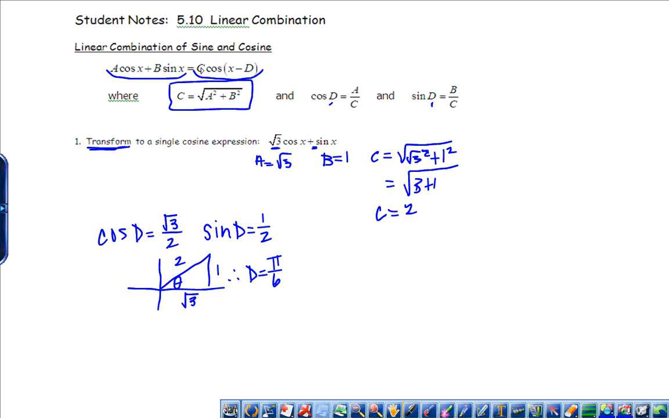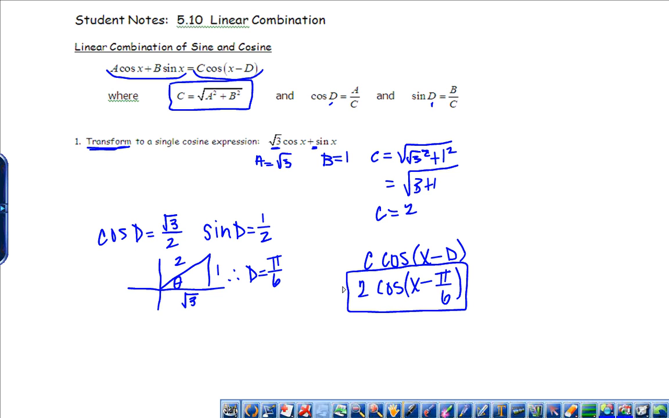The last thing we've got to do, since we know all our values, is to fill in the right side of my equation. I'm looking at this right up here. I'm going to fill in C, a cosine, and then x minus D. My C value was 2. I've got my cosine. My x is just still plain Jane x. And then my D value was pi over 6. And I've got the right side of my equation. That's what we've all got to do. Okay, let's try one more here.